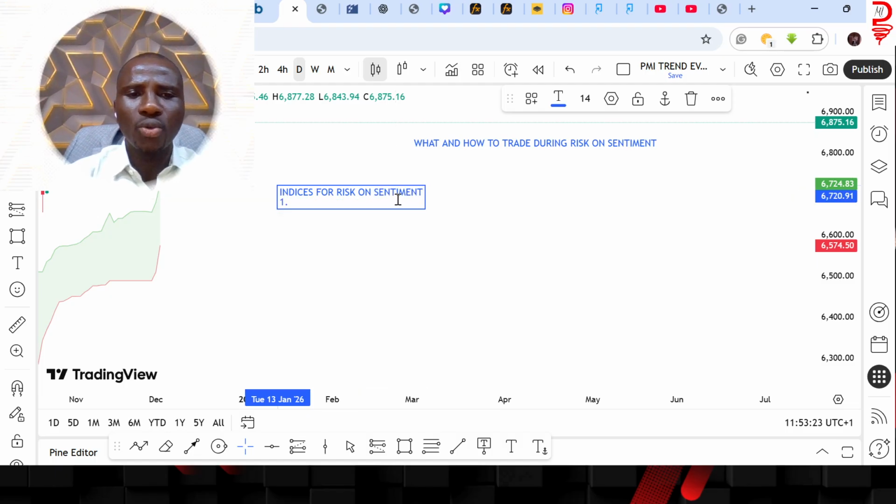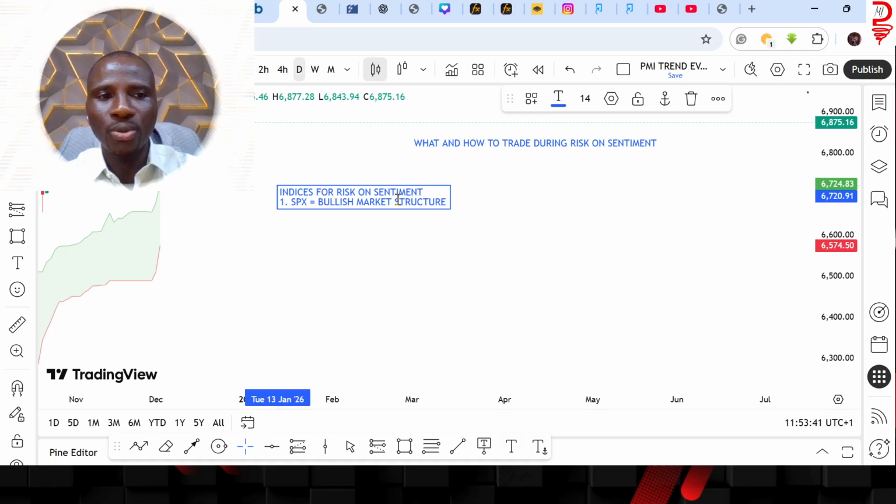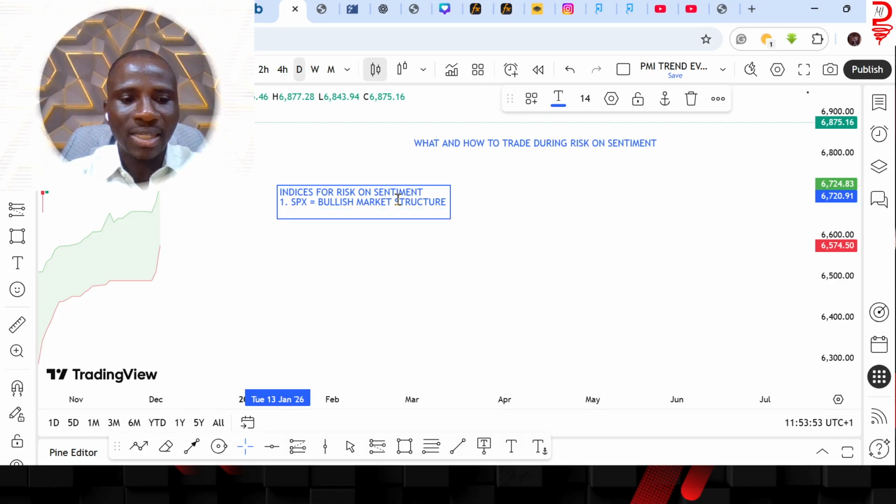So, first thing you want to look at is that your S&P 500 must have a bullish market structure. If you have our directional bias tool, you can use that particular tool on the daily. Once you have the price above the cloud, it's going to still point to the fact that there is a bullish market structure, and that's the first index you look into. The next one is the Nasdaq Composite Index, and that too must have a bullish market structure.